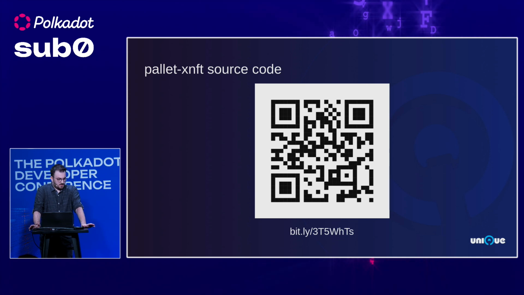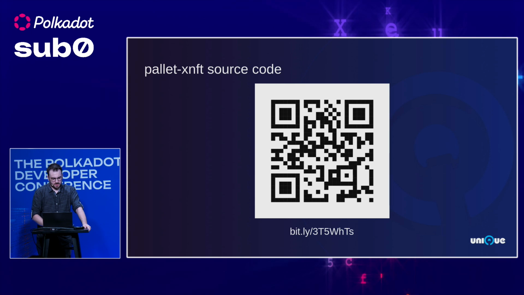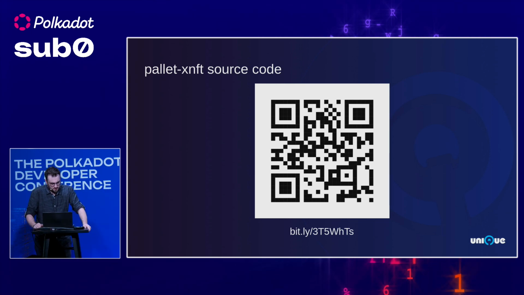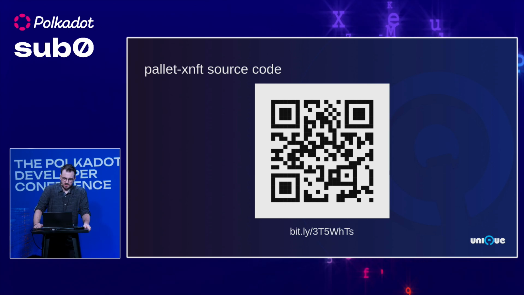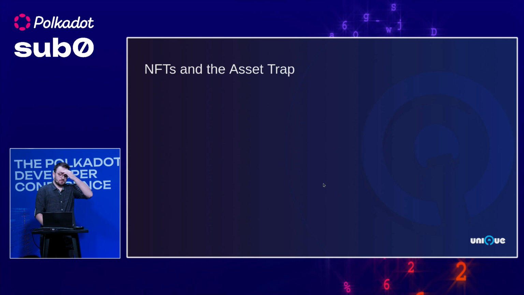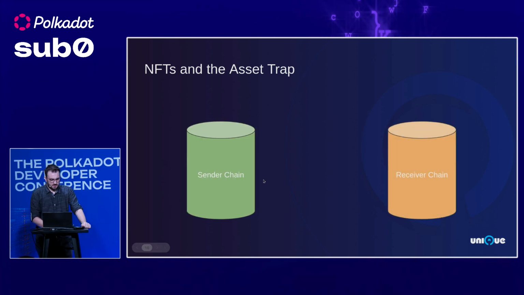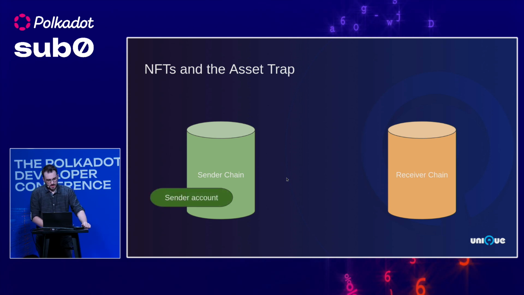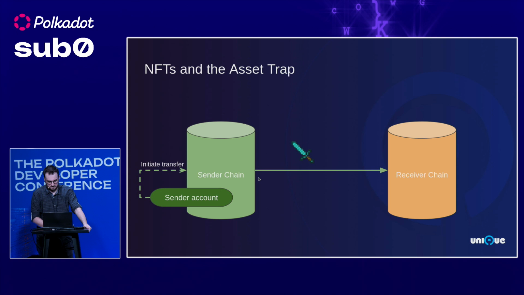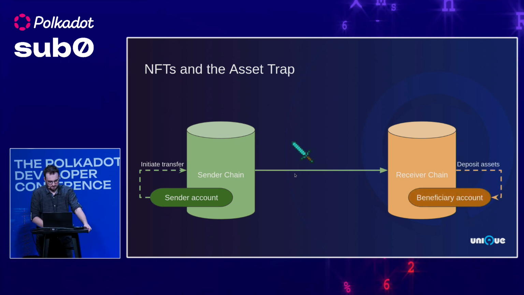Despite being the main thing, the XNFT palette alone is not enough to make cross-chain transfers convenient and robust. And to explain why, let us examine the relationship between NFTs and the XCM asset trap. Imagine we have two parachains, the sender chain and the receiver chain. Let the sender account initiate the cross-chain transfer of an NFT representing a sword. The sender account transfers it to the beneficiary account on the receiver chain.